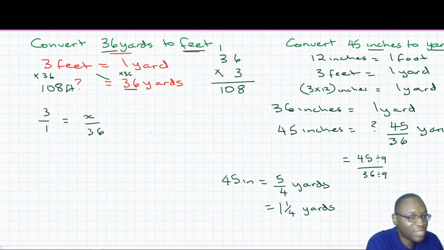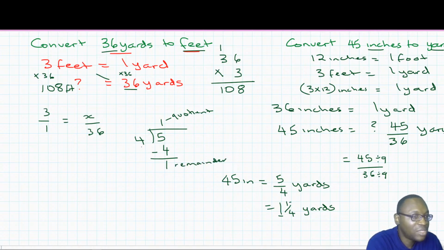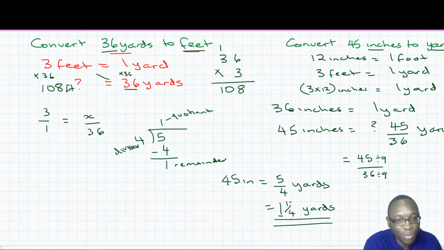How did we get that? Let me not skip that step. So we have 5 over 4. How many groups of 4 do we have in 5? Just 1. 1 multiplied by 4, we have 4. We subtract these numbers and we have 1. So this whole number here, 1, represents your quotient. And then this 1 up here represents your remainder. And then the 4 is your divisor, which is your denominator. So that's how we come up with 1 and 1 over 4 yards.